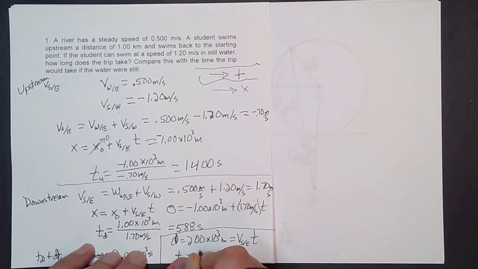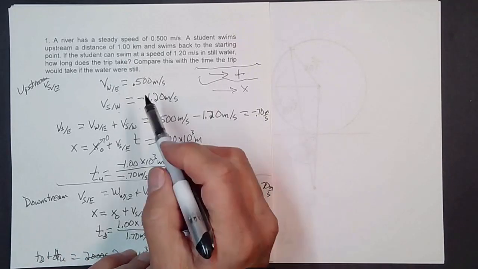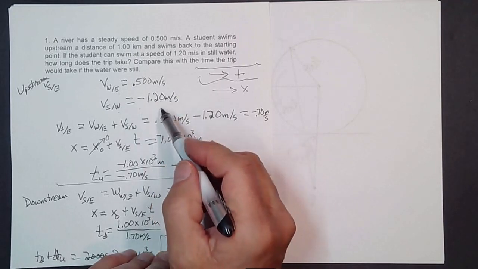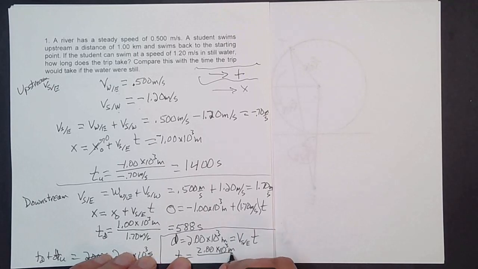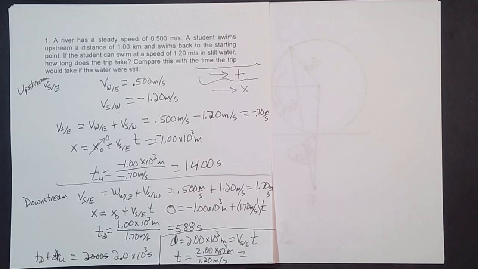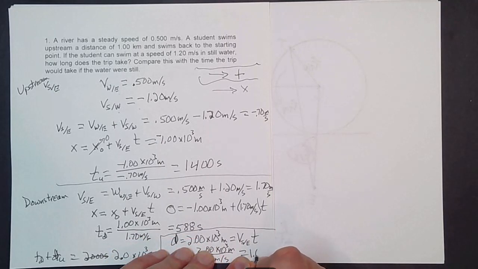T will equal 2.00 times 10 to the third meters, and this time the velocity of the swimmer with respect to the water, I guess, but the water's not moving. So anyway, it'll be the 1.20 meters per second. And whatever that turns into, I think it's 1.67. We can keep 3 significant figures on this, times 10 to the third seconds.